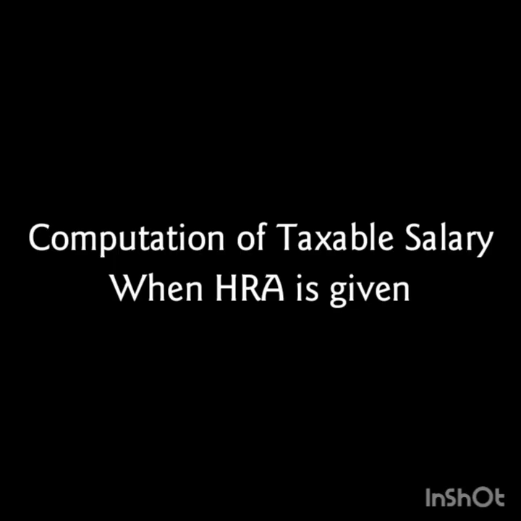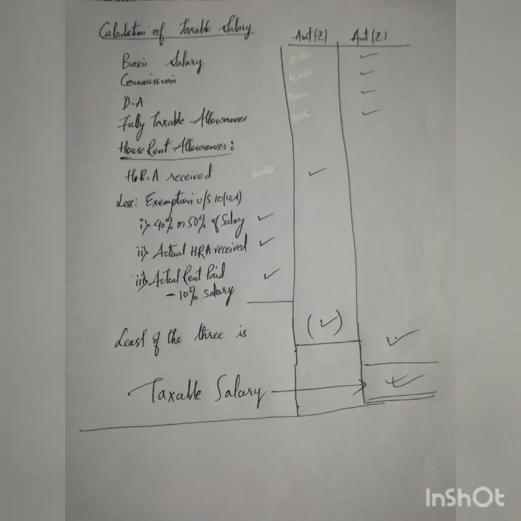So computation of taxable salary when HRA is given. This is how it will look. Usually you know that when you are calculating taxable salary, first you start with the basic salary. You write down the basic salary and the commission amount per annum, okay, not monthly, you write annually. Then DA, then the amount, and if there are any fully taxable allowances, those amounts. And now we'll talk about HRA. This is a particular column for HRA.